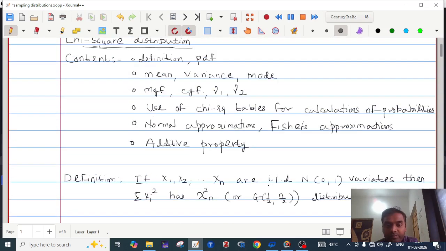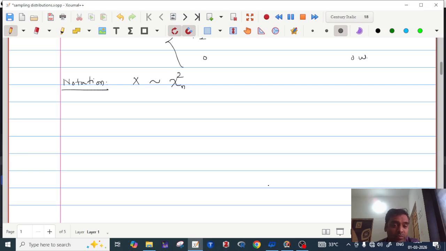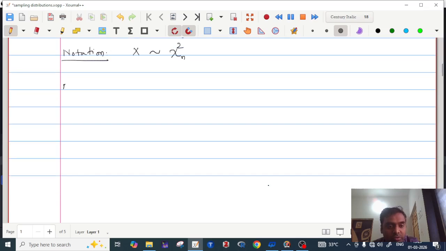Then mean, variance and mode. We will just provide the formulas and not derive the mean, variance and mode, because in this lecture we have to cover the three major topics: chi-square, t and F. If x follows chi-square with n degrees of freedom, then its mean is n, its variance is 2n, and its mode is n minus 2.